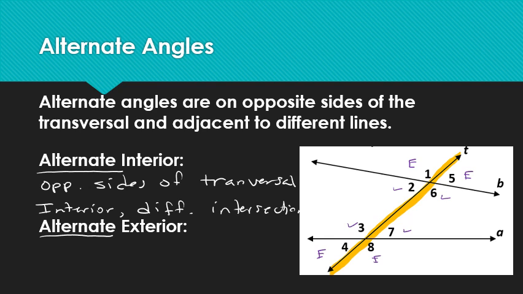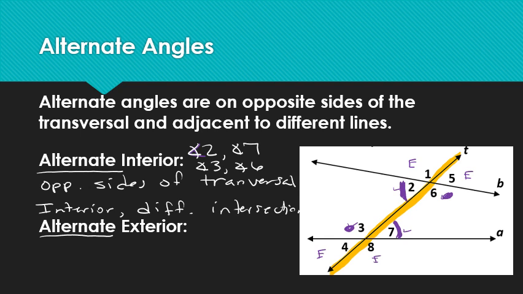So if I look on this picture and I think about alternate interior, I have angle 2 and alternate interior. It's going to be opposite side of the transversal and interior, so that leaves me with 6 and 7. And then the fact that it has to occur at a different intersection leaves me with angle 7. So angle 2 and angle 7 are alternate interior angles. And then I could also look at angle 3, it's interior, so angle 3 would be alternate interior to angle 6. So I could also use angle 3 and angle 6.